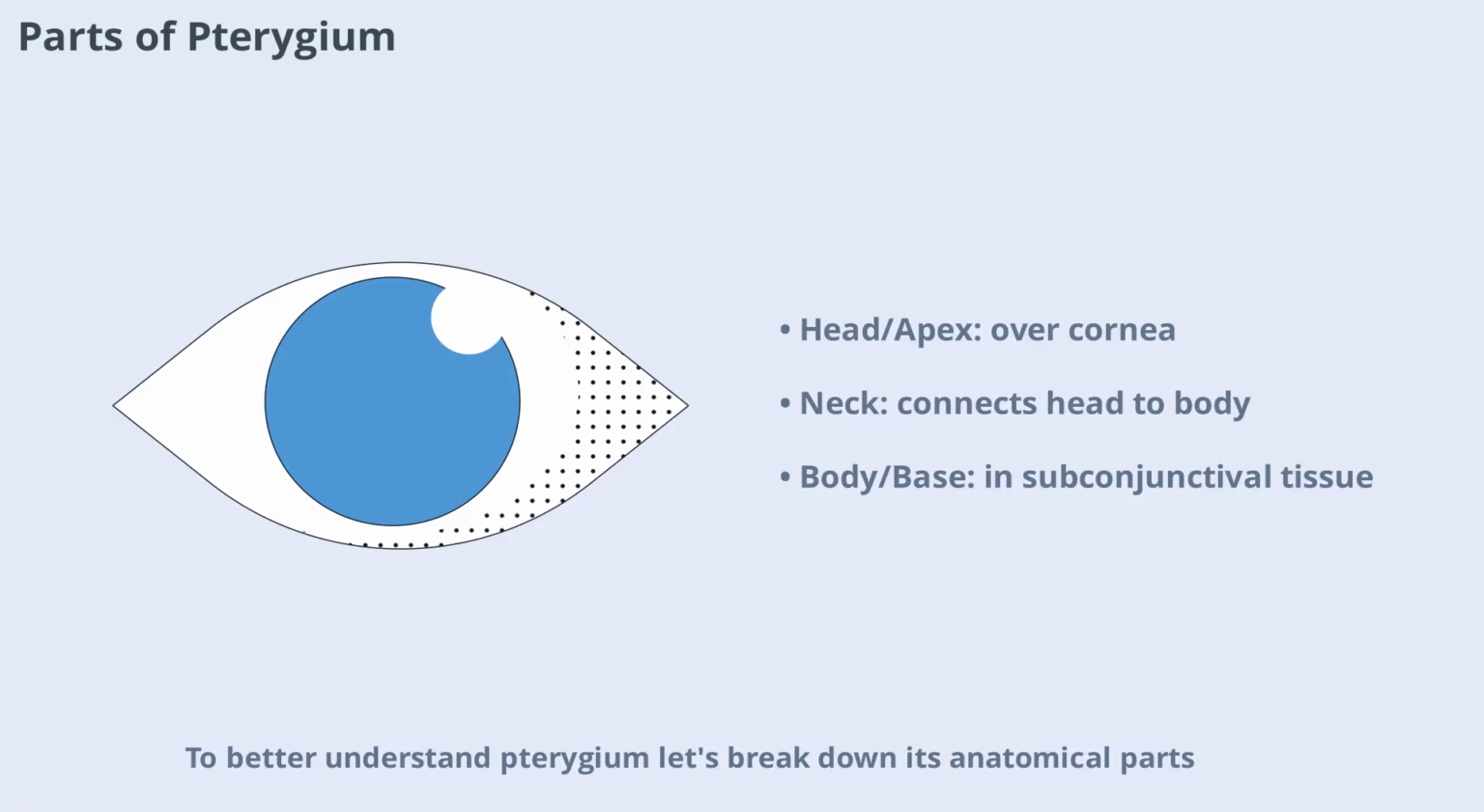To better understand pterygium, let's break down its anatomical parts. The portion that extends over the cornea is called the head or apex. This is the most visible and clinically significant part, as it can interfere with vision if it encroaches on the pupillary area. The neck is the narrow segment connecting the head to the body, while the body, or base, extends into the subconjunctival tissue. Knowing these parts helps in assessing the severity and planning treatment, especially when surgical intervention is considered.